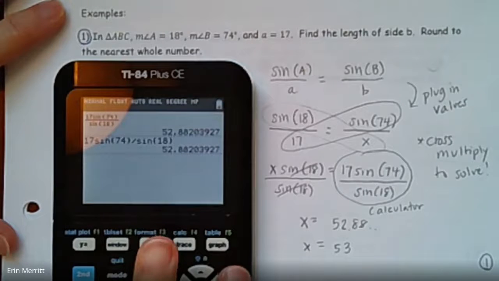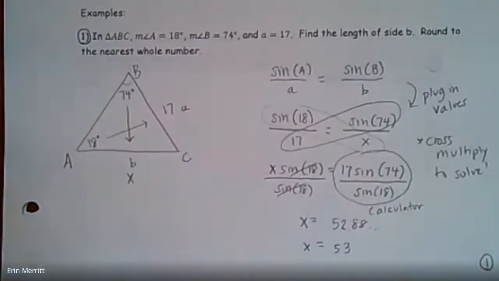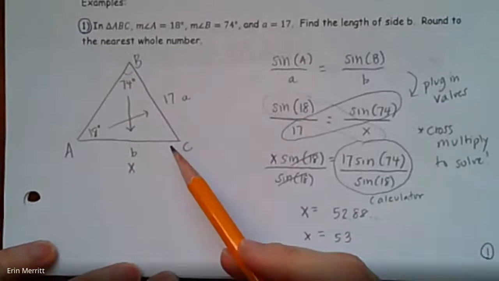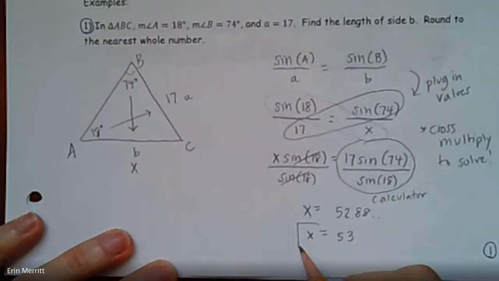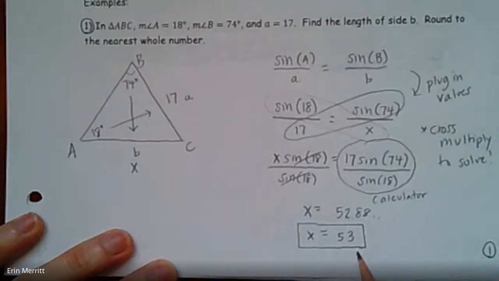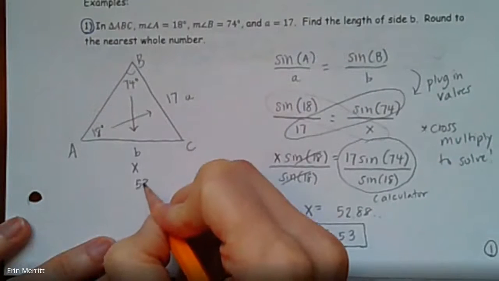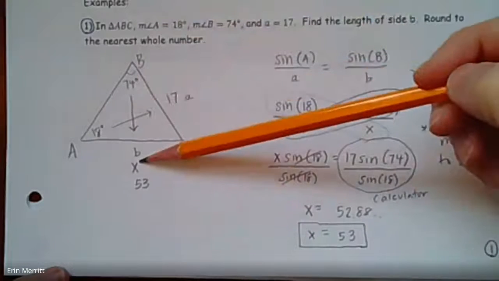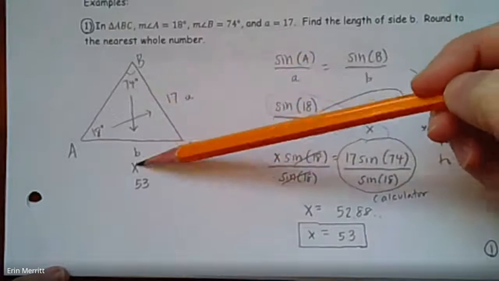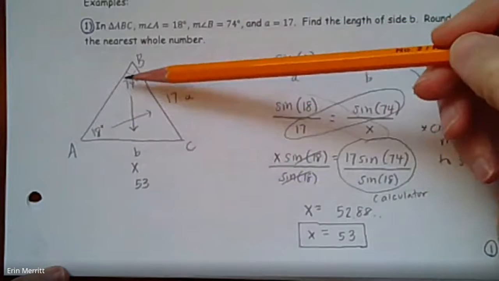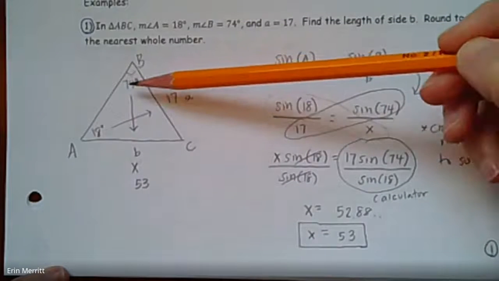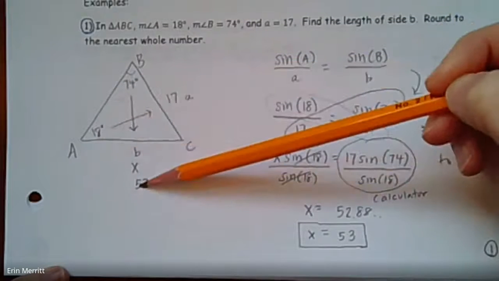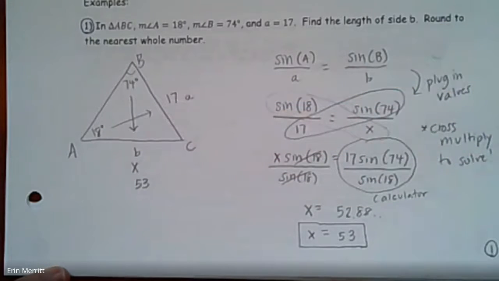And since it was a side length, if there was a unit of measure like inches, you could label it. We weren't given a unit of measure here, so we just stop and say 53. And now when you think about it, mine is completely not drawn to scale, but the biggest side is supposed to be across from the biggest angle, right? So the side across from the bigger angle should be a lot bigger than the side across from the 18 degrees. Any questions on the first part?